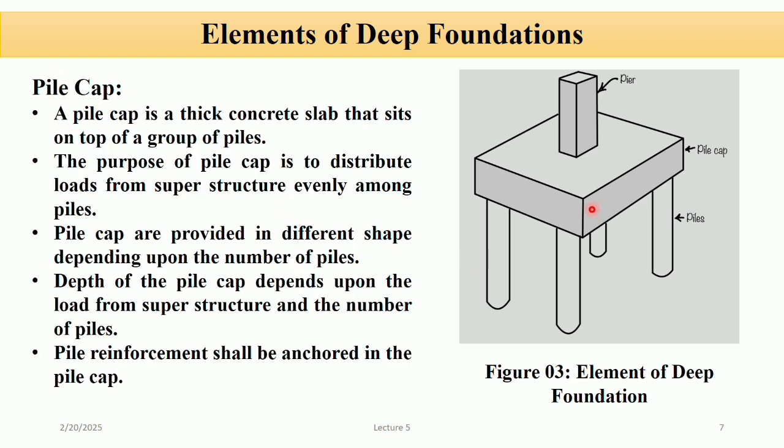Pile cap. It is a thick reinforced concrete slab placed on top of the piles. The main function of the pile cap is to connect multiple piles. You can see in the figure that the pile cap connects 4 piles, ensures uniform load distribution, and provides structural stability. Pile caps are provided in different shapes depending upon the number of piles. It can be in the form of a triangle, trapezoid, square, etc.